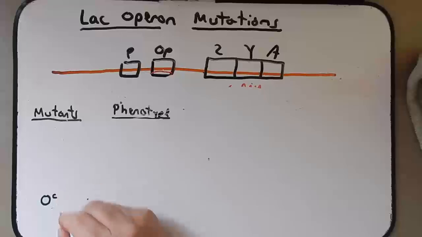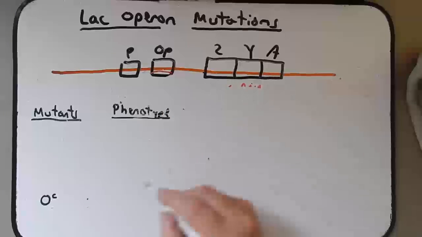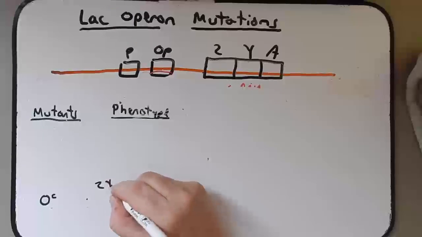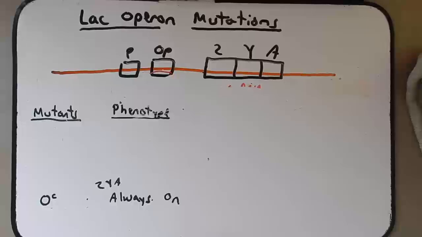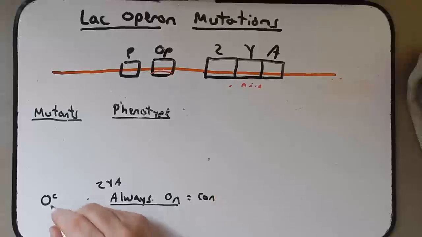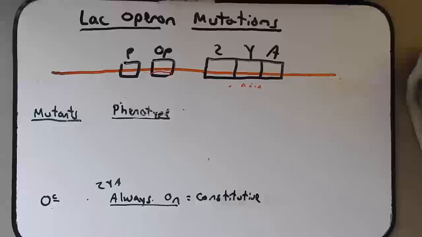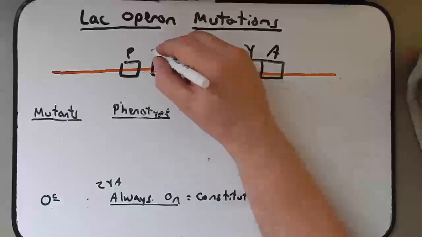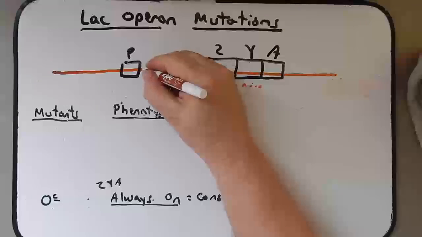OC, the C stands for constitutive, which means that these genes are always on. ZYA, always on. Just like the LAC-I mutation, except for a different reason. And when I say always on, that's just another way of saying constitutive, which is what the C is. And so in this mutation, the OC mutation, the operator is effectively removed.